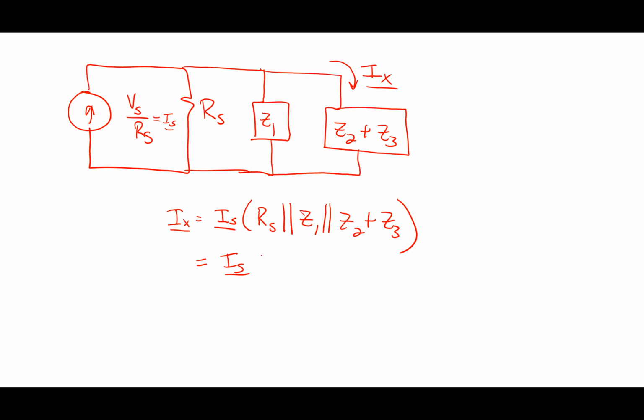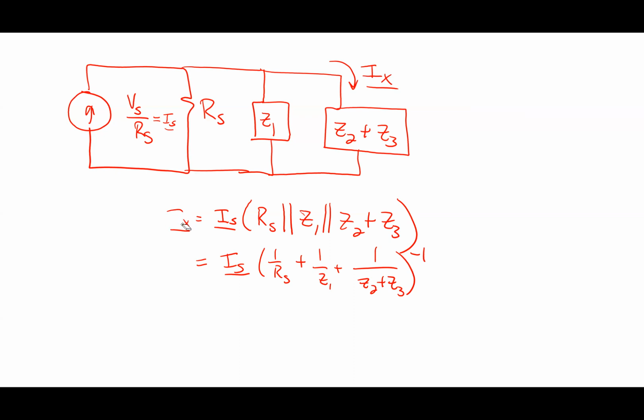Now, what I would probably say is that this is 1 over RS plus 1 over Z1 plus 1 over Z2 plus Z3, to the -1 power. That's the way I would combine those things. Technically, that was only the first step of what I'm supposed to write. So what that told me is the voltage across that combination, but I'm looking for the current IX in my circuit. So how do I get the current IX?